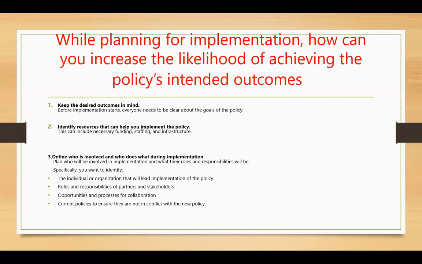I want you also to define who is involved and who does what during implementation. If you don't have a game plan, it's going to get very messy at this point. Make sure they know their roles and responsibilities. Specifically, you want to identify the individual or organization that will lead implementation of the policy. If that's not clearly in the policy itself or a procedural manual, you might as well throw it out the window. If somebody's going to pick up a policy, it's just going to cause them problems.